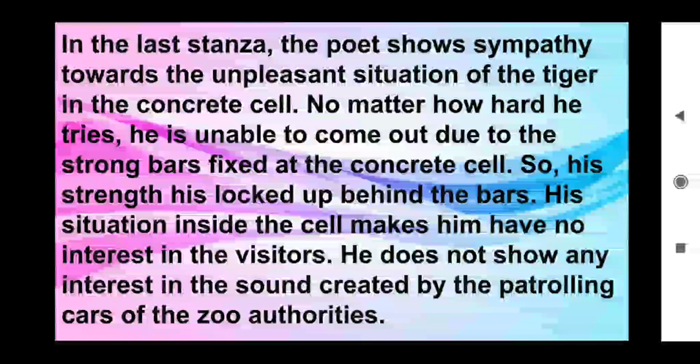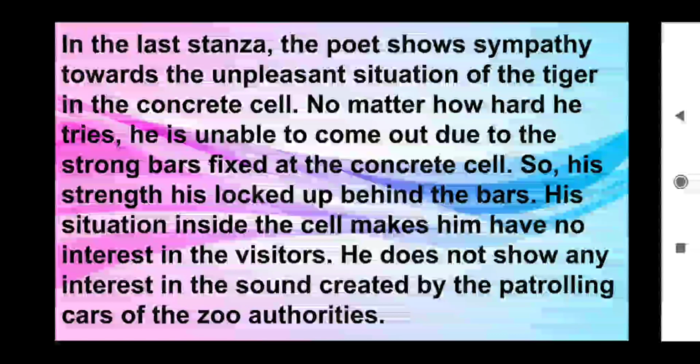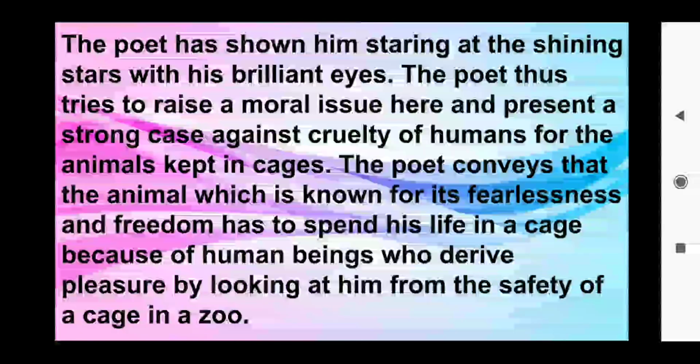In the last stanza, the poet shows sympathy towards the unpleasant situation of the tiger in the concrete cell. No matter how hard he tries, he is unable to come out due to the strong bars fixed at the concrete cell. So, his strength is locked up behind the bars. His situation inside the cell makes him have no interest in the visitors. He does not show any interest in the sound created by the patrolling cars of the zoo authorities. The poet has shown him staring at the shining stars with his brilliant eyes.